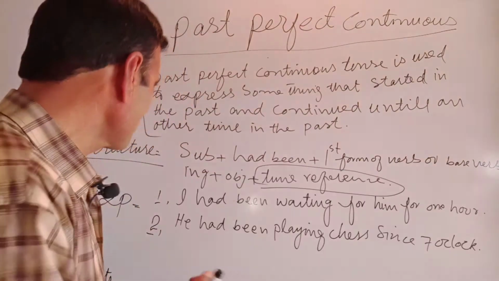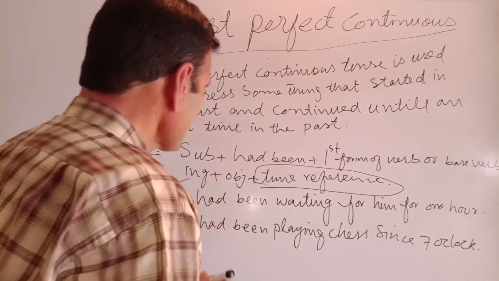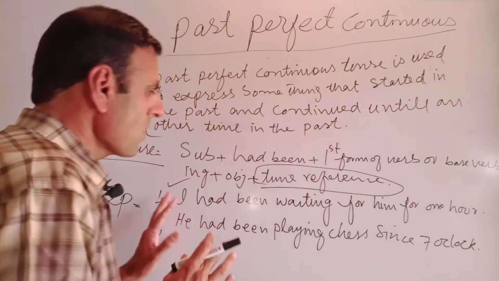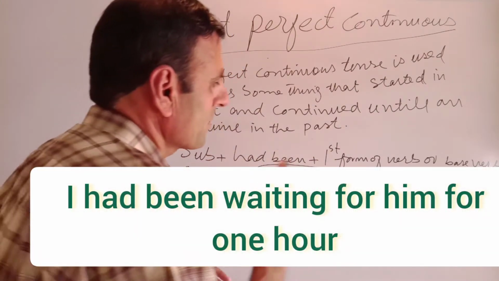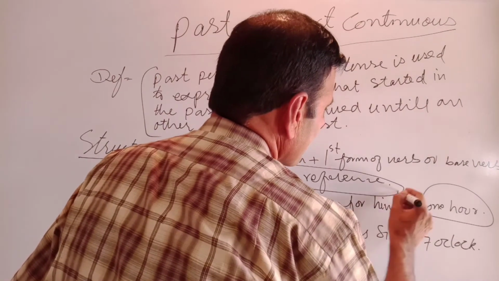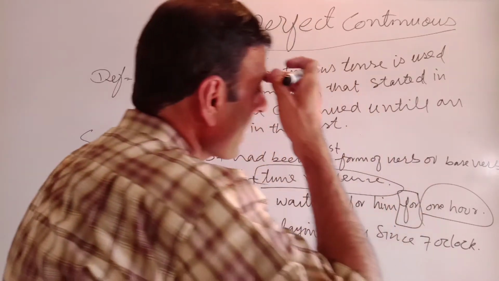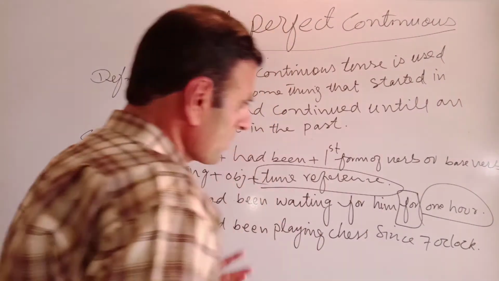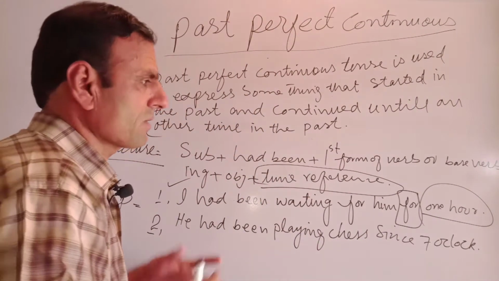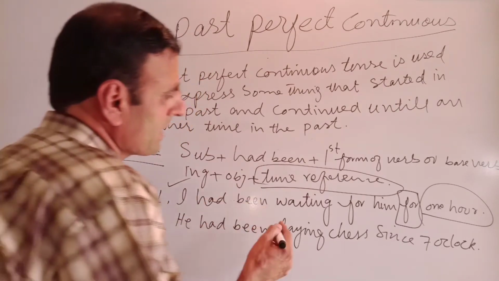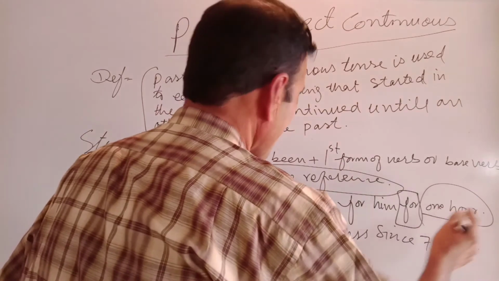See here with examples. The first example is: I had been waiting for him for 1 hour. There is 1 hour, and here we put for. So why? Because 1 hour is an unknown time. We don't know which 1 hour I was waiting for him. So that's why: I had been waiting for him for 1 hour.